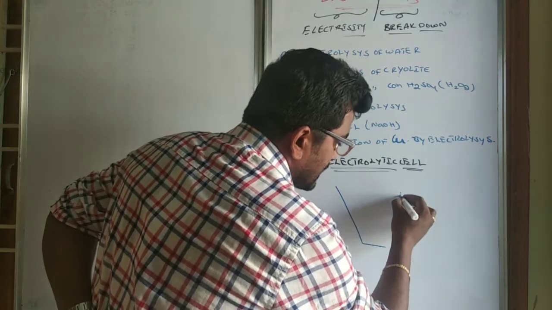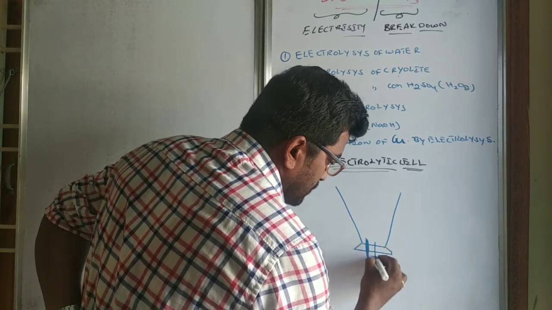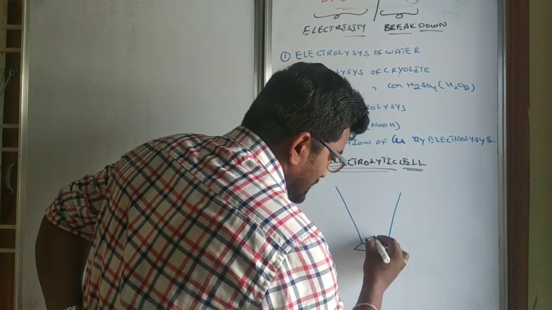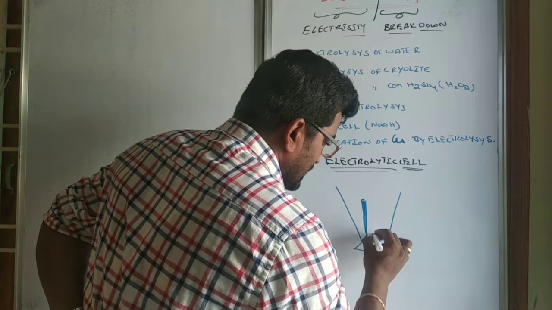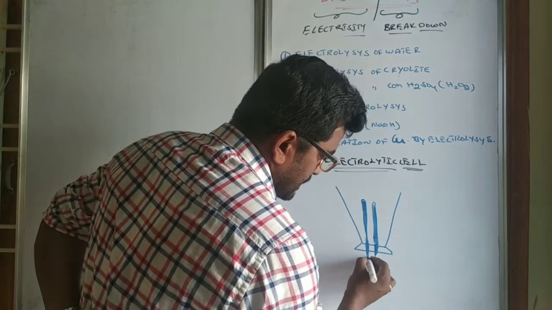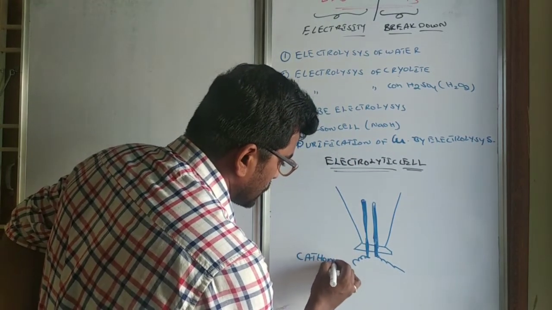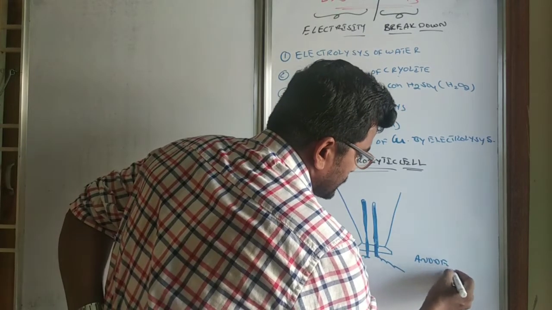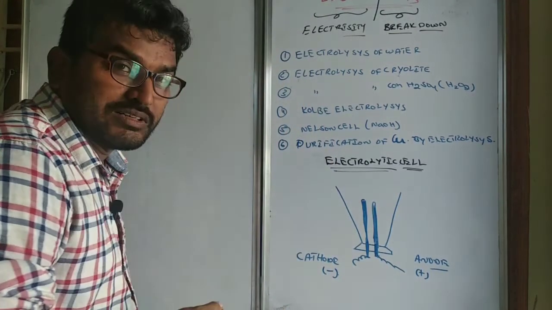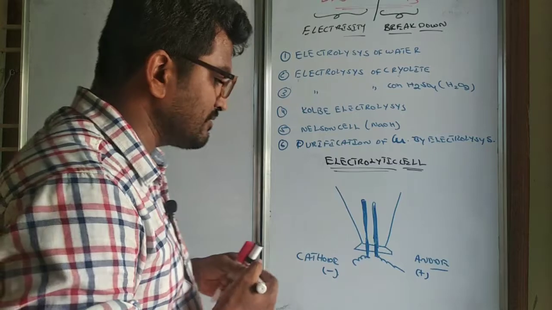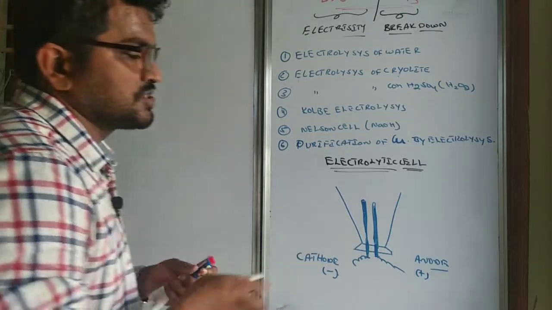An electrolytic cell is a vessel which contains electrodes at the bottom. The electrodes may be small, may be large also, depending on the type of electrolysis we are taking. Two electrodes are present, one is the cathode and the other one is the anode. Cathode will be negatively charged and anode will be positively charged. I have explained how to identify the charges present on them.